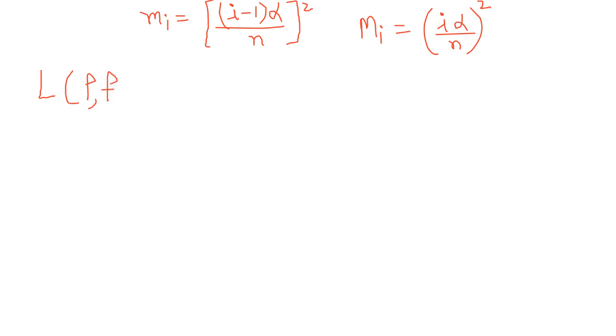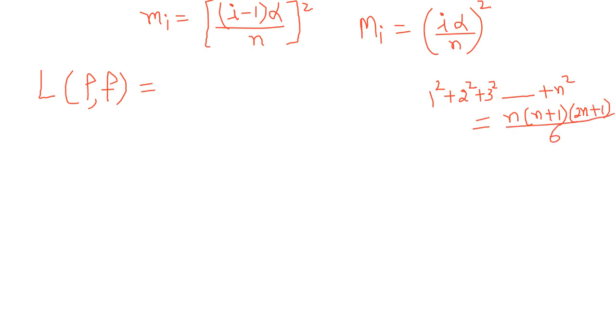Sir, a series is forming here, like 0 plus 1 plus 4 plus 9, and so on up to n minus 1 whole square. No, just remember 1 square plus 2 square plus 3 square up to n square, that is n into n plus 1 into 2n plus 1 by 6. So you have to apply this one.